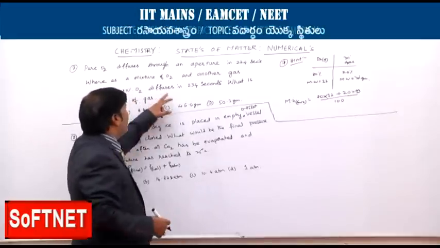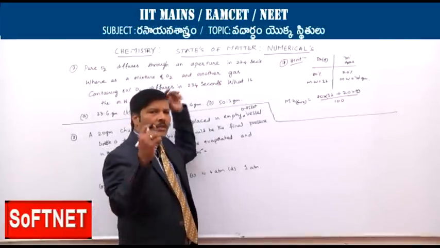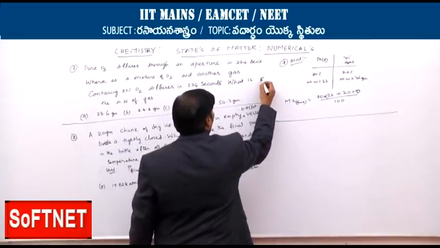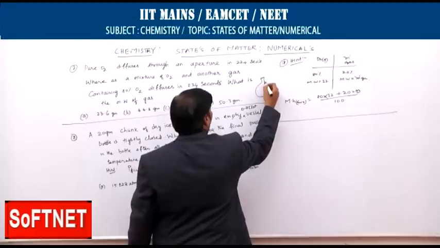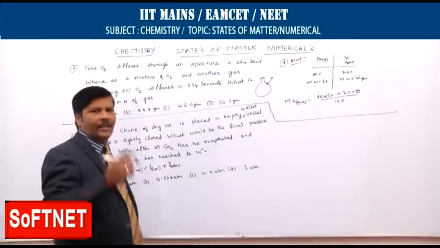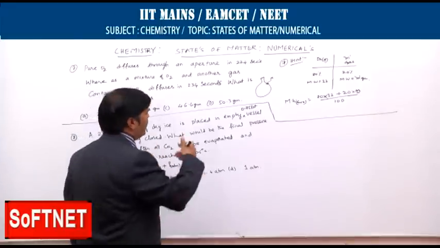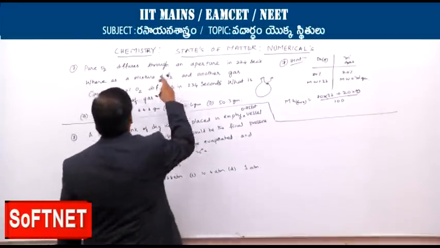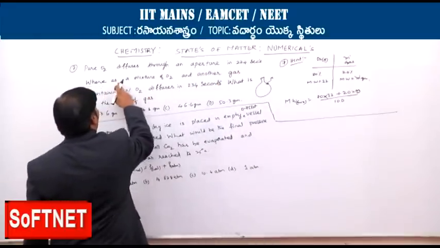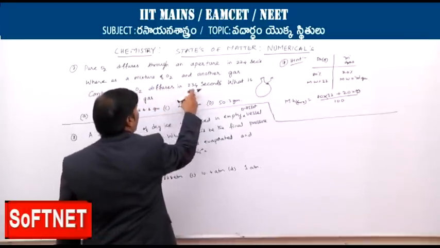In the meantime, he is saying that the pure O2 diffuses through an aperture. Aperture means it's a small space. You can take a small balloon-like thing, and if you punch a hole in it, you can see that the gas keeps escaping out. That's an aperture. Aperture is a small pinhole through which the gas keeps leaking out. So pure O2 diffuses through an aperture in 224 seconds, whereas a mixture of O2 and another gas containing 80% of O2 diffuses in 234 seconds.